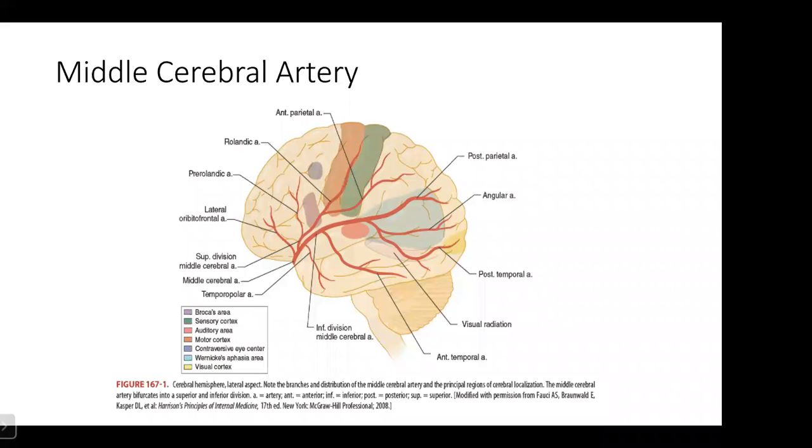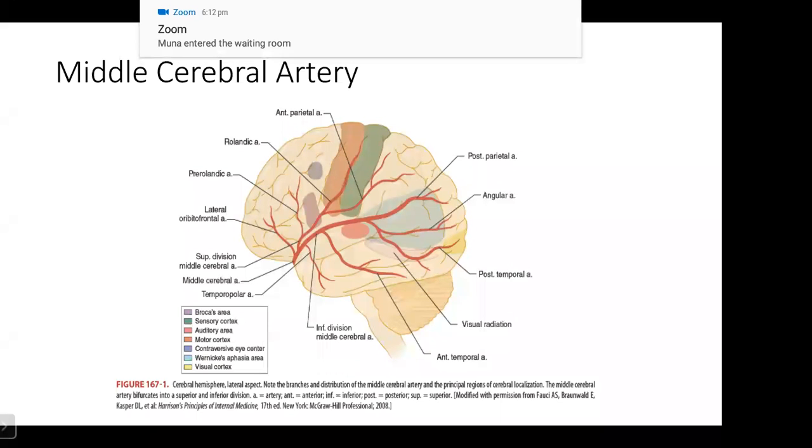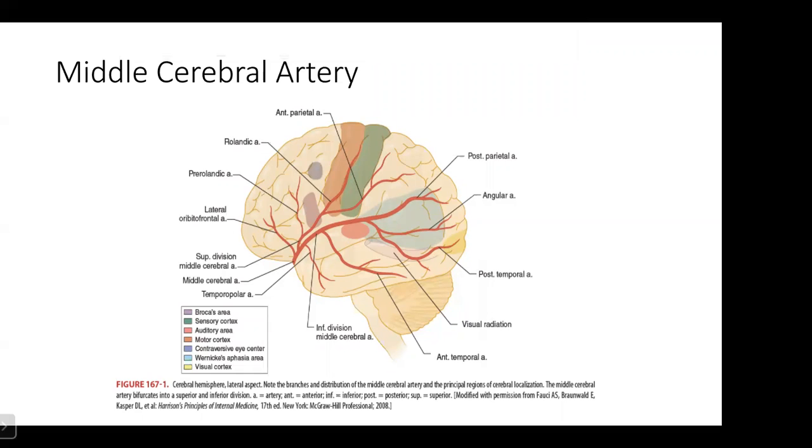It supplies the auditory area, similarly Wernicke's area, and the visual center. Similarly, the superior division of the middle cerebral artery supplies the sensory cortex, motor cortex, and Broca's area. So if there is obstruction in the inferior division of the middle cerebral artery, it will lead to sensory aphasia.